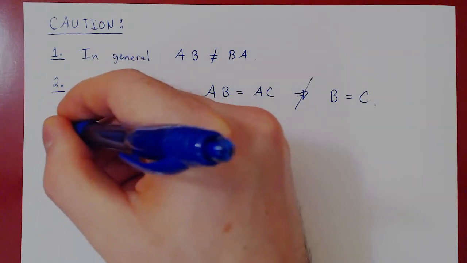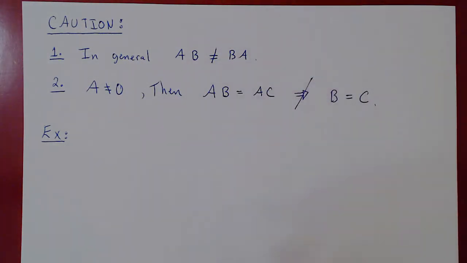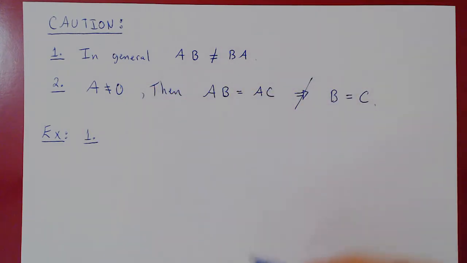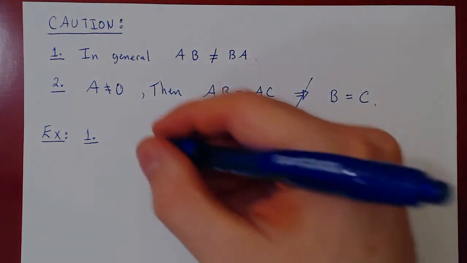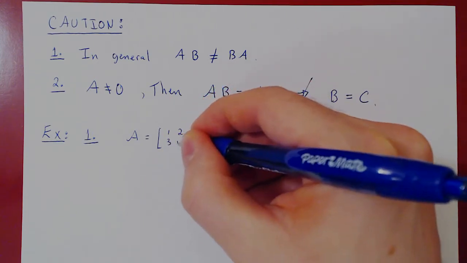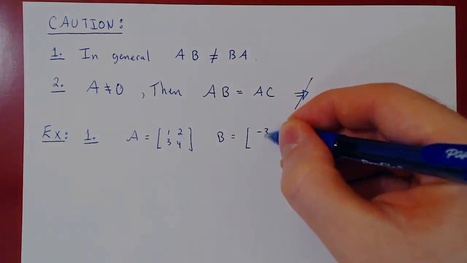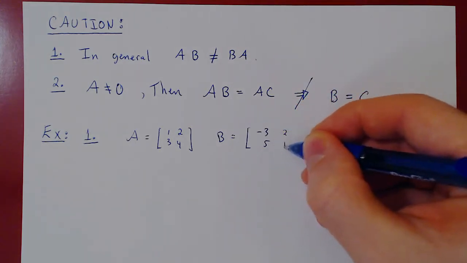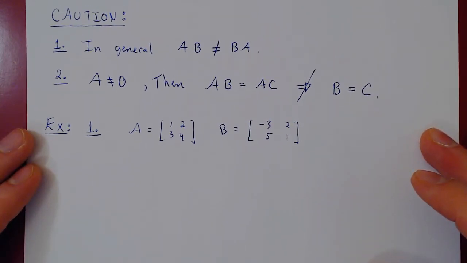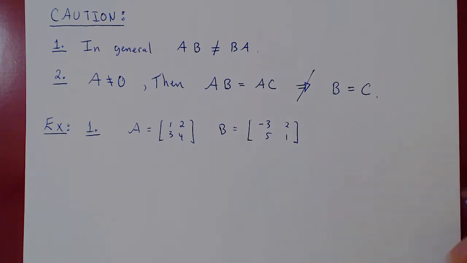Let's look at two very simple examples. But you always must keep those in mind. So an example for the first property. Let's take two very simple 2 by 2 matrices. Let's take A to be 1, 2, 3, 4, and B to be negative 3, 2, 5, 1. Let's compute AB and BA. As both A and B are 2 by 2, AB and BA will also be 2 by 2 matrices.